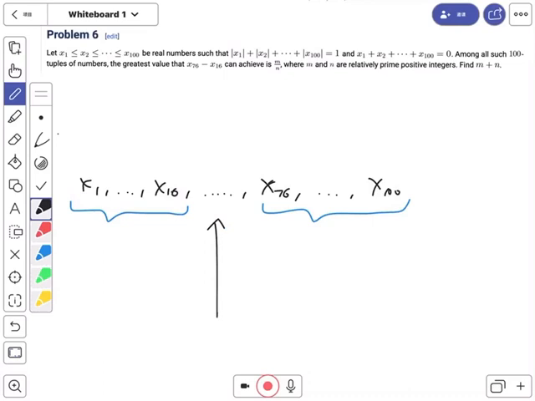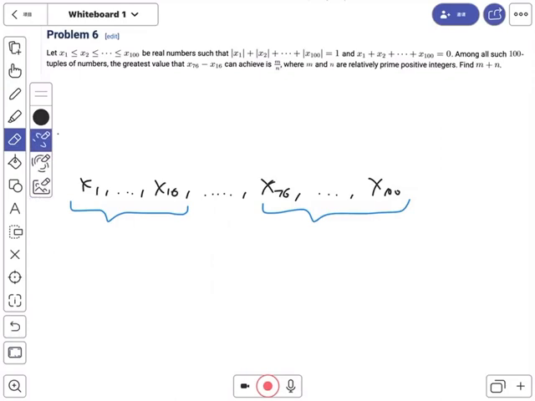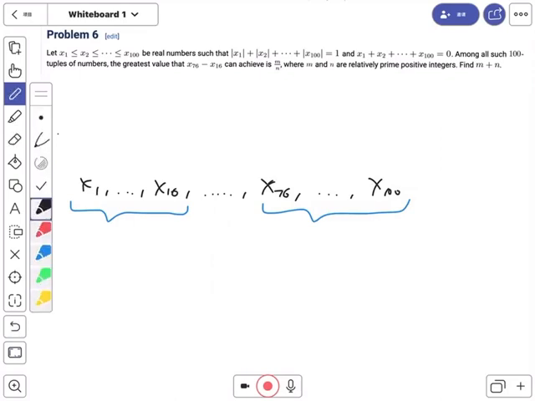And all numbers between x sub 1 and x sub 16 are negative numbers, and x sub 76 to x sub 100 are all positive numbers. That is how we're going to maximize this difference. Indeed, all of these numbers are equal, and all of these numbers are equal. So now we can just set this to be x.